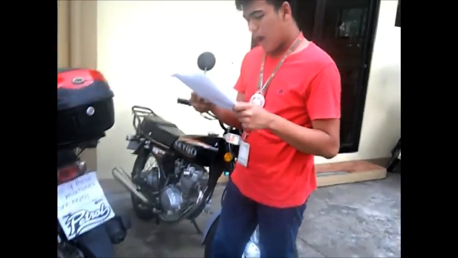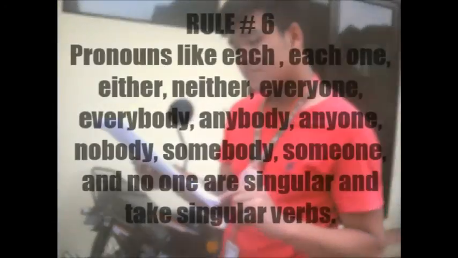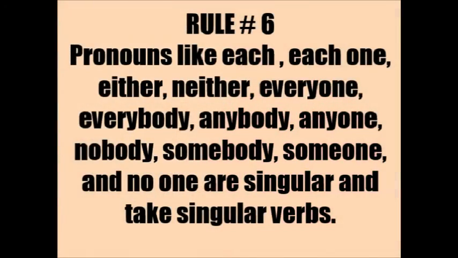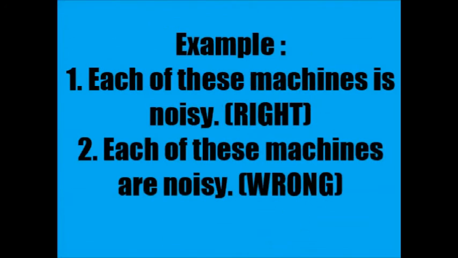According to rule number 6. Rule number 6. Pronouns like each one, either, neither, everyone, everybody, anybody, anyone, nobody, somebody, someone, and no one are singular and take singular verbs. For example, since the word used in the sentence is indefinite, which is each, that refers to one machine, we should use the verb is.